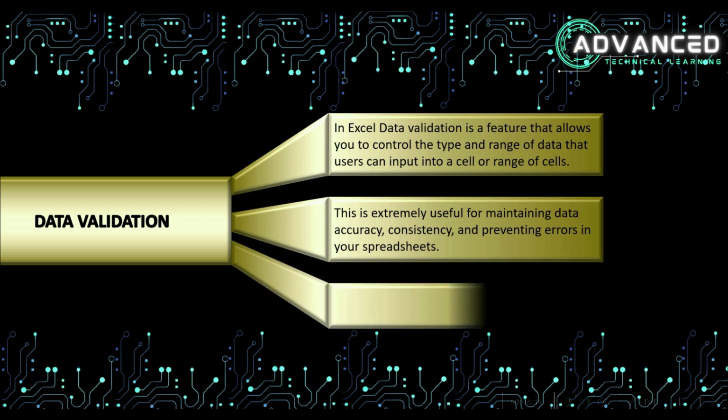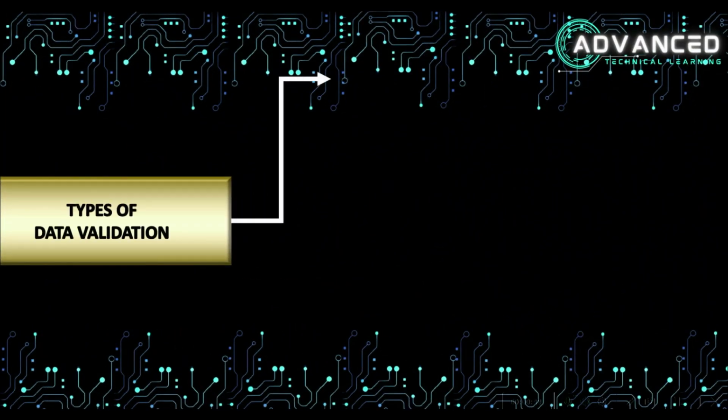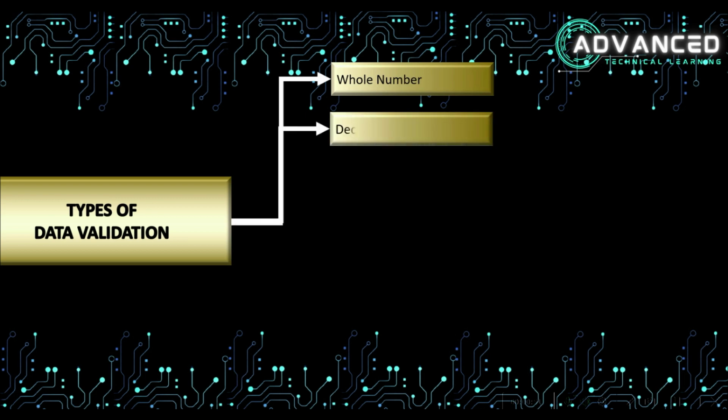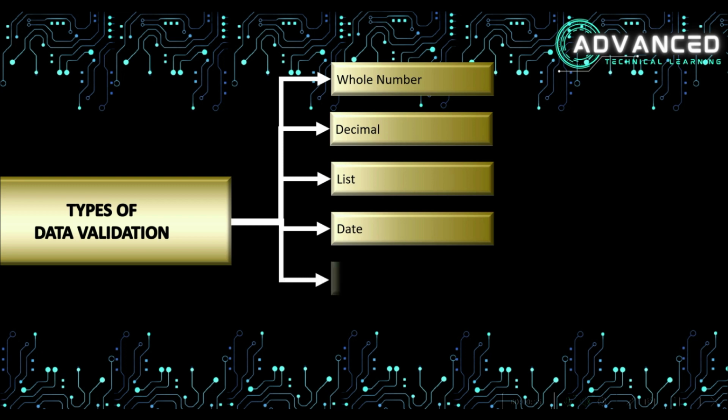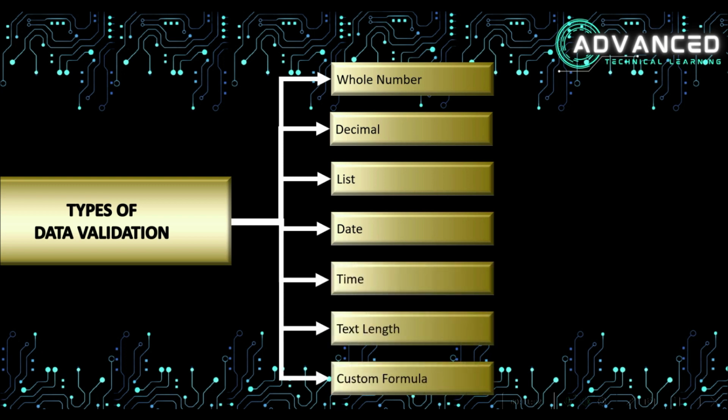With the help of data validation, you can define specific rules or criteria that data entered must meet. If the entered data doesn't meet the defined criteria, Excel will display an error message and prevent the data. So let's see the types of data validation: whole number, decimal, list, date, time, text length, and the custom formula.